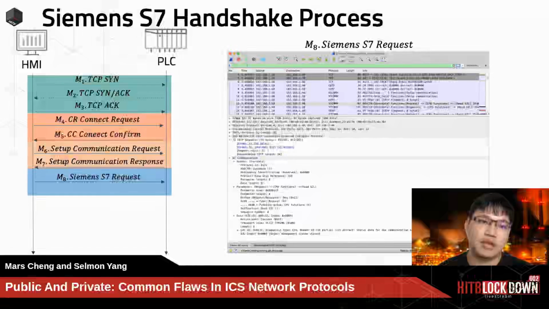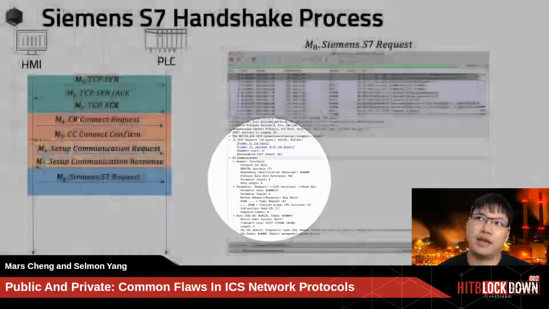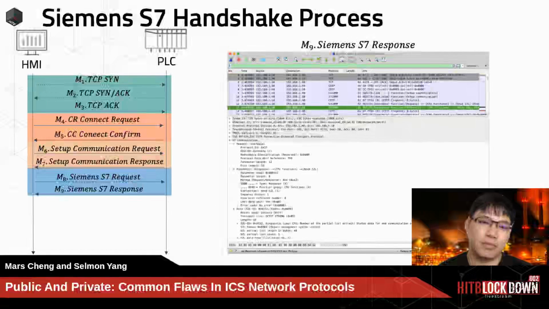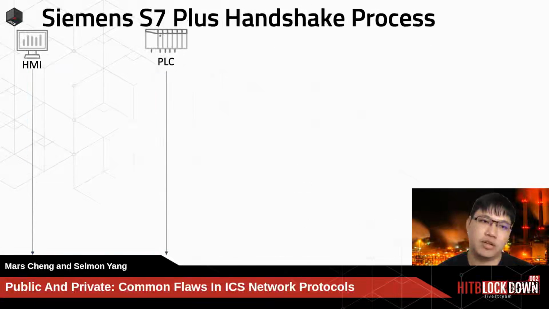So the HMI can send the Siemens S7 request here. And you will see, oh, here it is plain text. So even though the S7 protocol is very, very complicated, they still do not encrypt any information in this initial version.